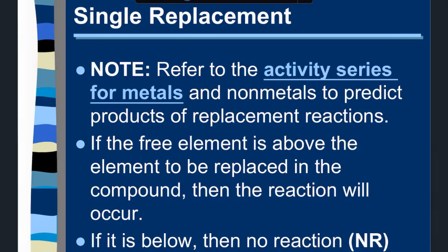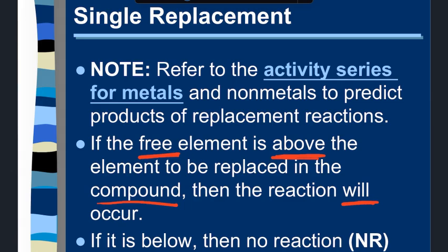So how do we know whether a single replacement reaction will occur or not? Well, we have to look at the activity series, and we have an activity series for both metals and nonmetals in order to predict whether the reactions will occur or not. What we want to look at is the free element. So that's the element by itself in the reactants. And we want to see, will it replace the element that is in the compound? And if the free element is above the element in the compound, then the reaction will occur.